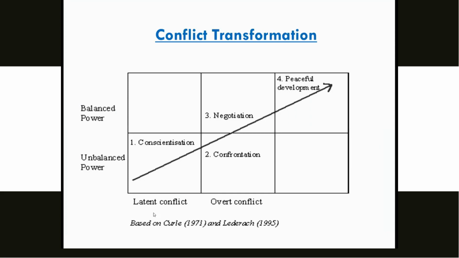And what is important for us to recognize is conflict transformation is trying to achieve peaceful development. In order to do so, parties may need to go into negotiation, from confrontation to negotiation. But what is important is conflict parties' powers are not always equal. In many cases, it's asymmetric, right?